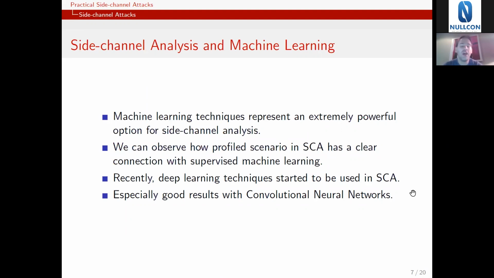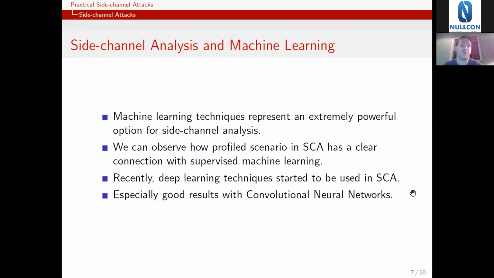Of course, it's not always easy to understand what is the best way to attack. If we do not have the identical copy of the device, we for sure know we need to conduct a non-profiled attack, the direct attack.